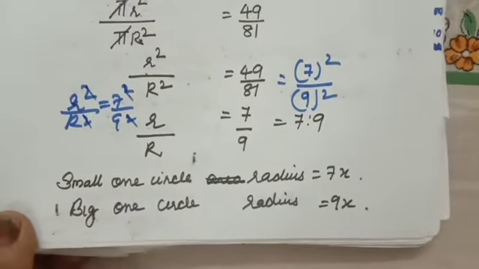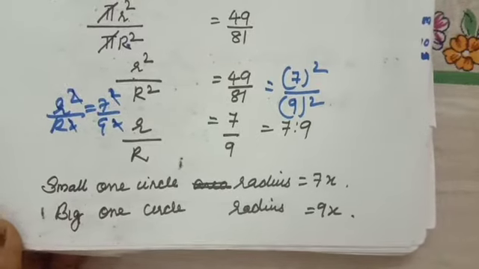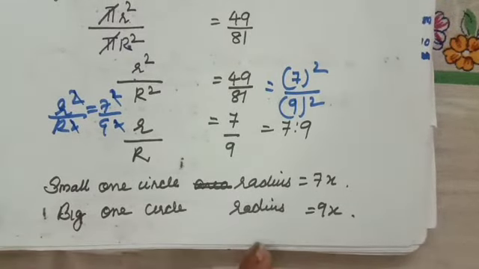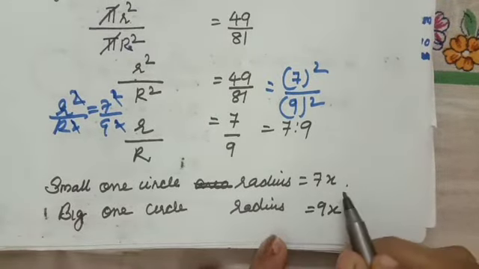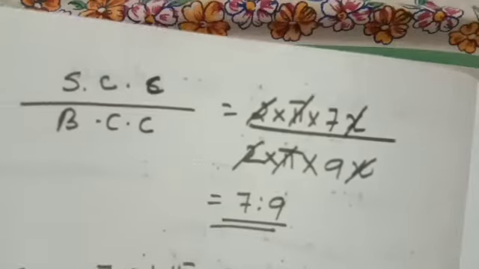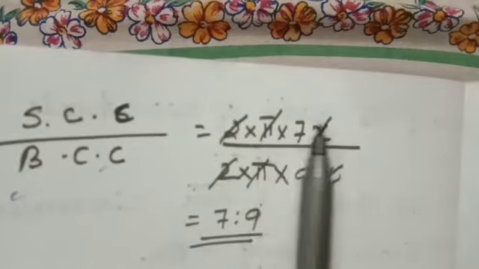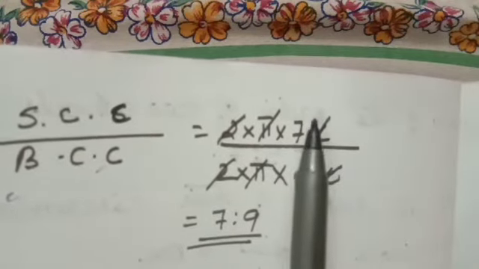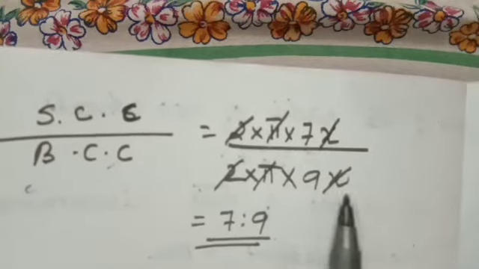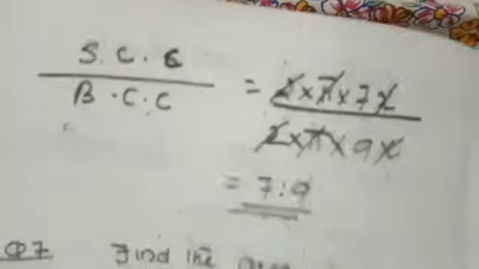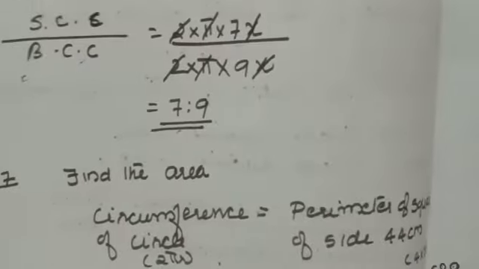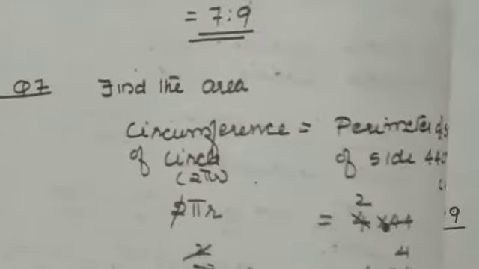Clear? Small circle radius 7x, big circle radius 9x. You put an x value. Small circle circumference, big circle circumference, that is 2 pi r divided by 2 pi R. R in your hand is 7x and 9x, so 7:9 you will get after cutting. Understand? Now question number 7.